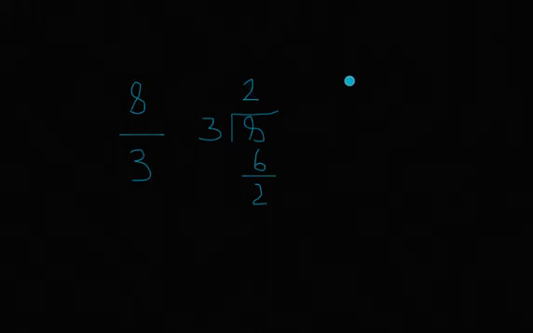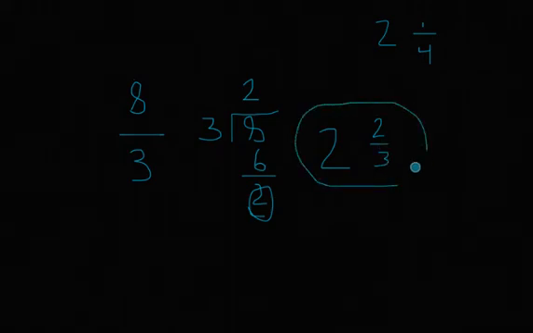So now we have to make our mixed number, remember, like 2 and 1/4. So here we know that this will be our big number, 2. What will be our remainder? What will be our denominator? Always stays the same, 3. And we know that our remainder over here, 2, is our numerator, 2 and 2/3.